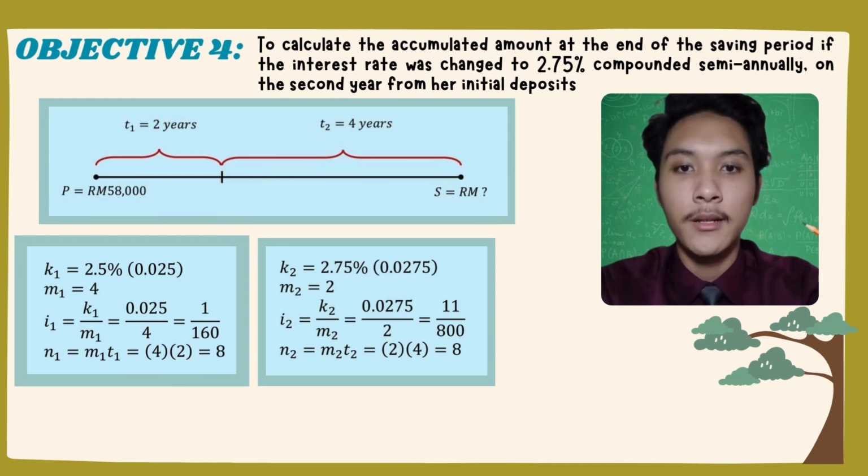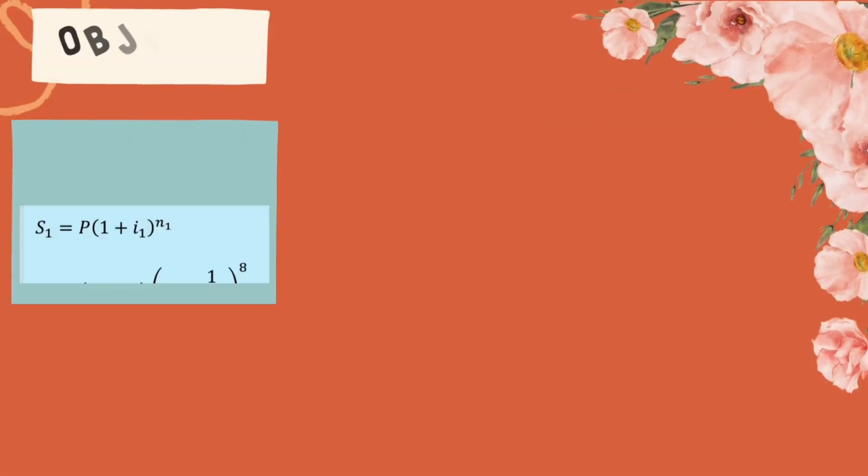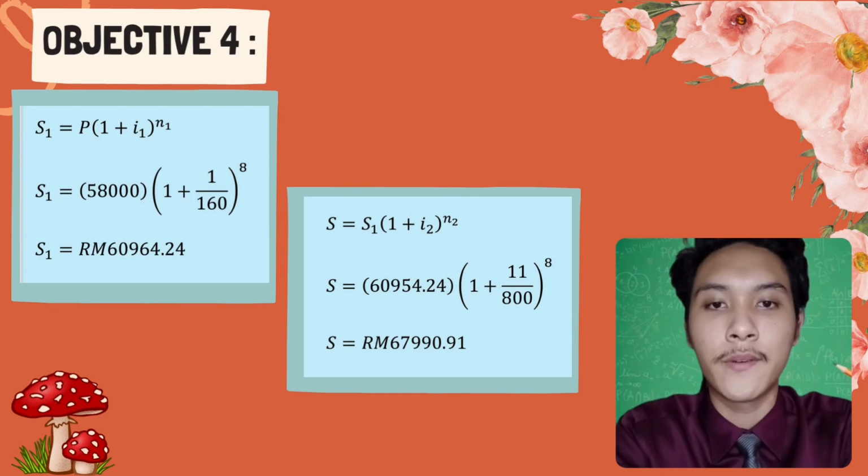Objective 4, to calculate the accumulated amount at the end of the saving period if the interest rate was changed to 2.75% compounded semi-annually in the fourth year from her initial deposit. For objective 4, in order to find S, we first have to find the amount for the first period, and the formula that will be used is S1 equals P (1 plus I1) to the power of N1. After substituting the information that we found earlier, we found that S1 equals 60,964 ringgit and 24 cents.